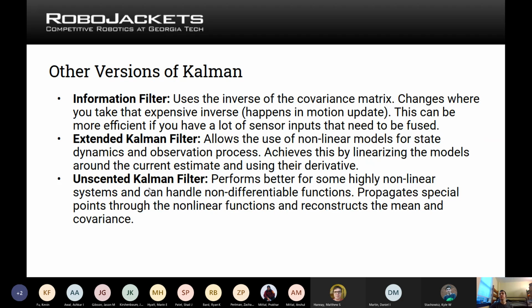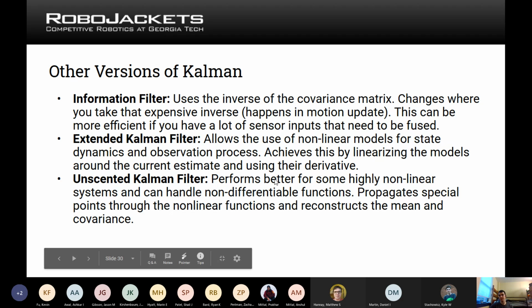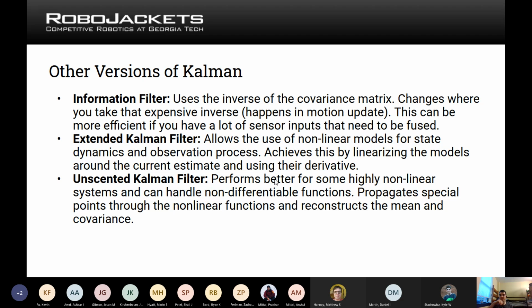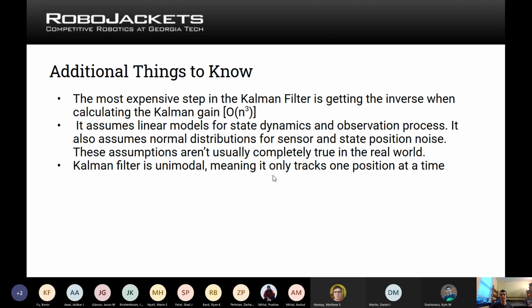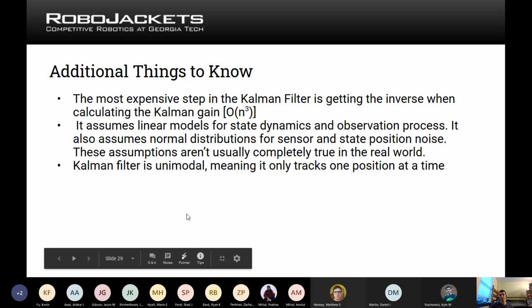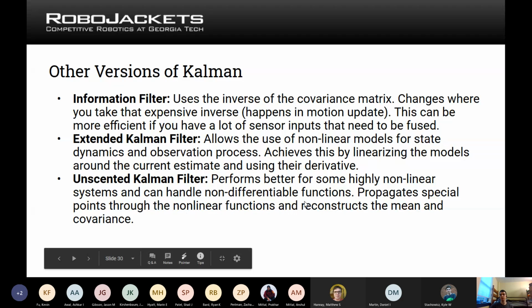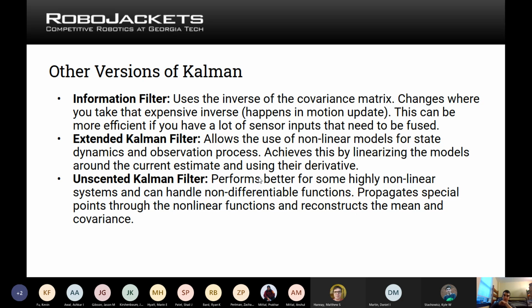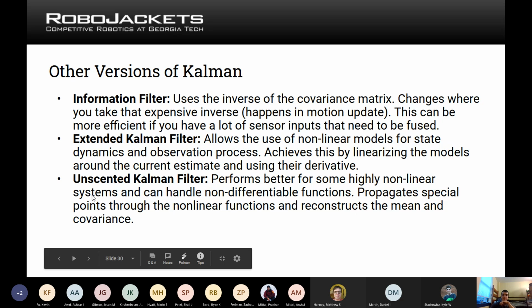The unscented Kalman filter is probably the most different of these three filters. What it does is propagate special points through the nonlinear functions and then reconstruct the mean and covariance. Instead of using a formula to calculate the covariance, it runs points through the function and reconstructs it from that. It's less efficient than an extended Kalman filter because you have to do it multiple times, for every point. But it typically does better for very nonlinear functions, and it also allows you to perform Kalman filtering without calculating the derivative, which sometimes is really hard to calculate. That's another advantage over the extended Kalman filter.